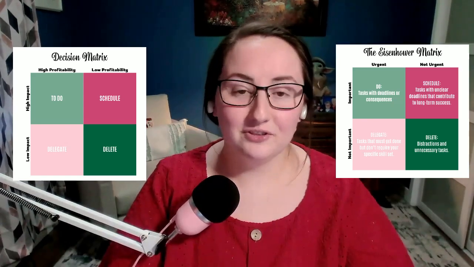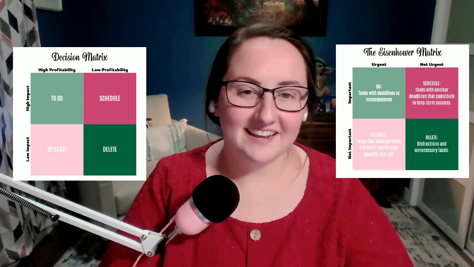So let me challenge you today that if you have a very long to-do list, take a look at one of these 2 decision matrices and see if you can manhandle or pare down your to-do list, delegate tasks that are important but not priority, and delete the tasks that are more likely to be distractions or unnecessary tasks that you don't need to do.